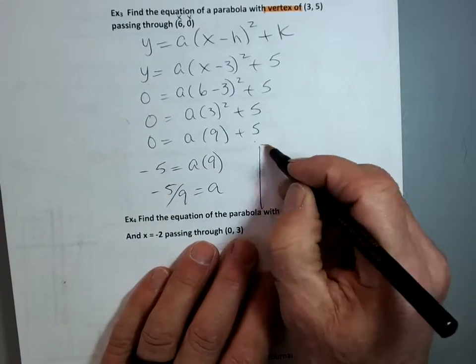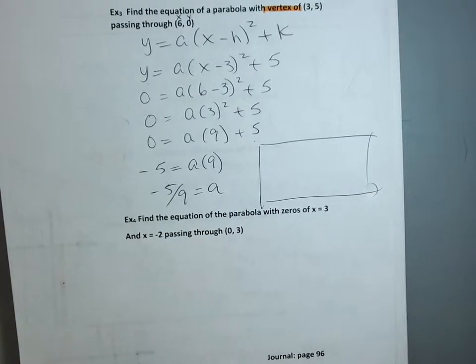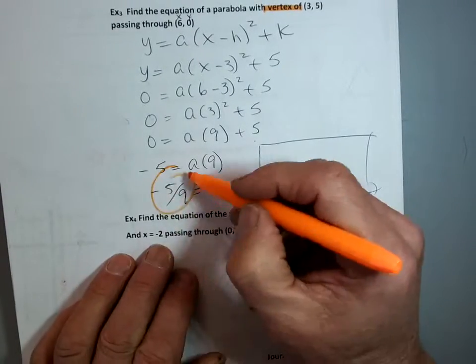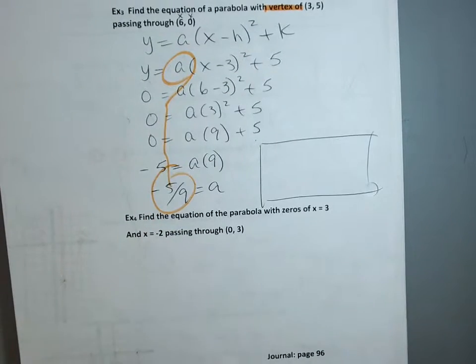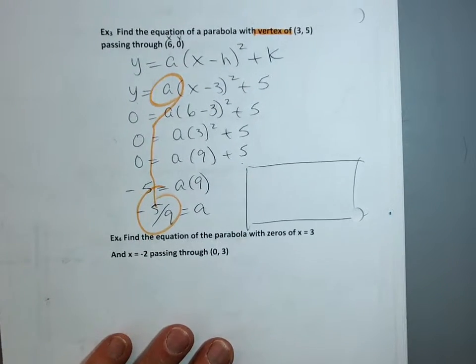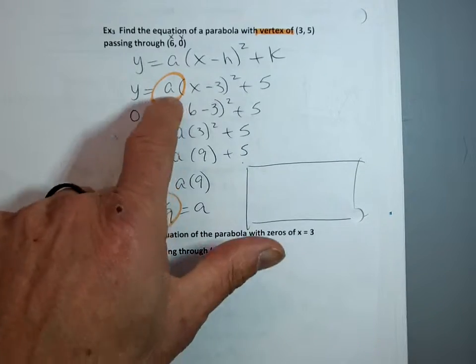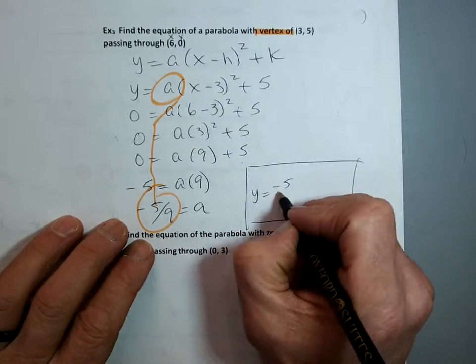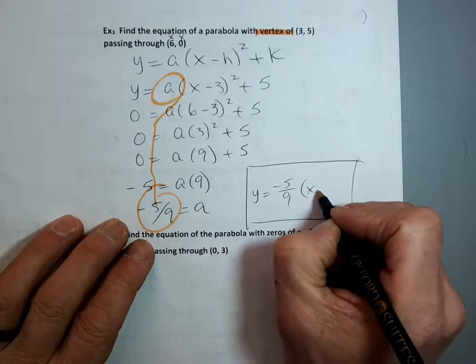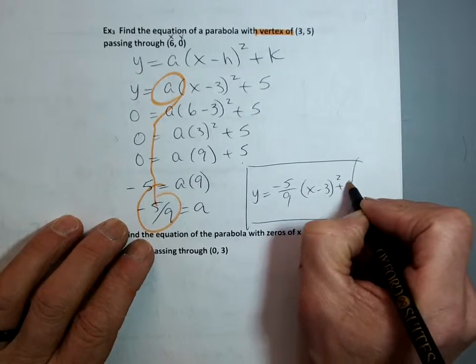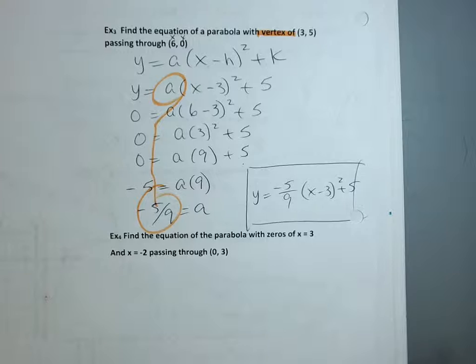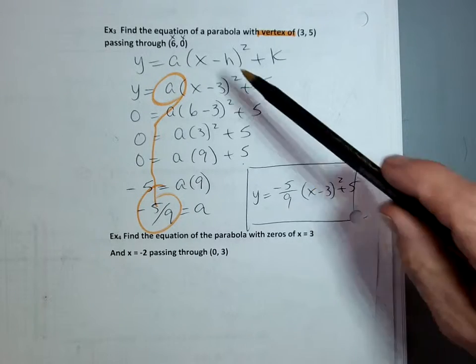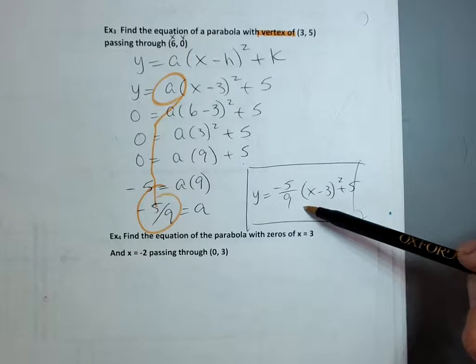So my equation, we've done this kind of problem before. Let's take the negative 5 ninths and put it in for a. So my equation would be y equals negative 5 ninths times x minus 3 squared plus 5. Here's a vertex, 3, 5. It has to go through this point because we found the a that makes it work.